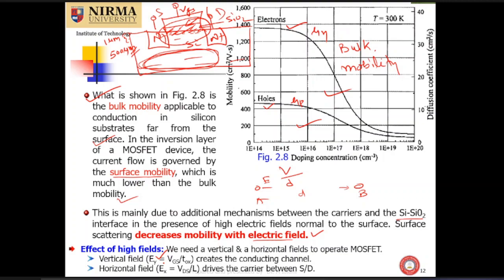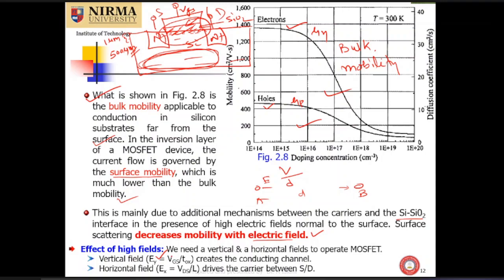Could you understand? Ashan, and that boy is there. Yes, sir. Harsh Tripathi, are you there? Harsh Tripathi is still absent. Shashank, are you there? Yes, sir. Are you getting that two kinds of electric field work on a MOSFET?